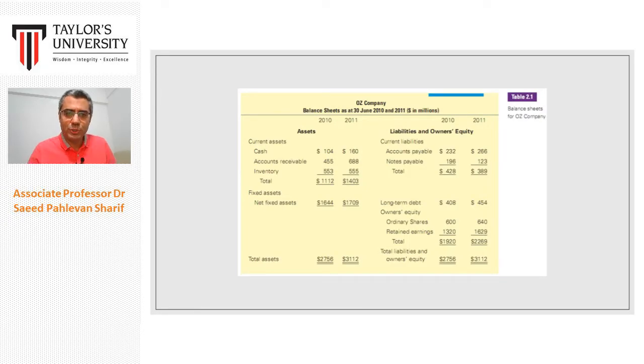Let me show you a balance sheet. This is the balance sheet of OZ company. And the first thing that I want to show you is here. Balance sheet at 30 June 2010 and 2011. So it's at a point of time. So it's a date. It's 30 June of 2011.